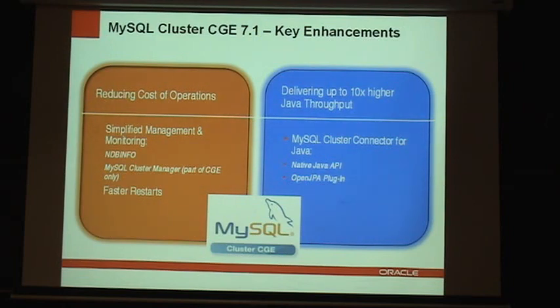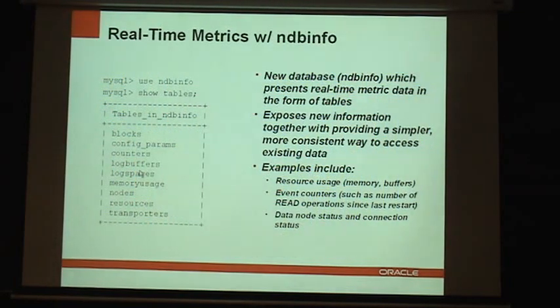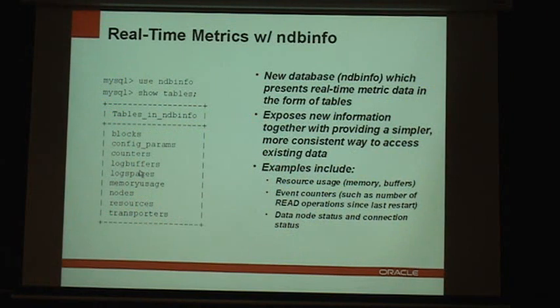But as far as the management of it, they're reducing cost of operations. There's been a lot of work done on optimizing the APIs for cluster. With a Java app, for example, you can get your data much quicker than through other methods. There are also additional schema and NDB info table-driven things. If you want metrics on how your clusters are performing, there are commands for doing that internally. Showing your tables, which is relatively new in this code line, exposes how your cluster is performing: resource usage, buffers, node status, all of that.